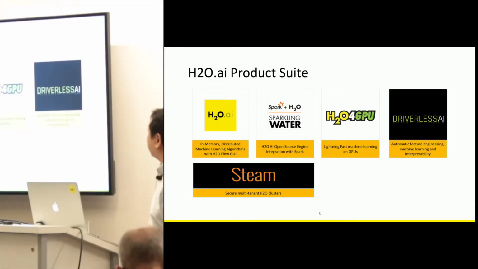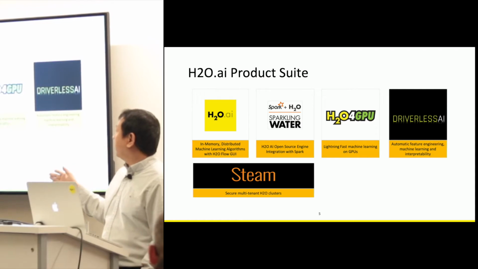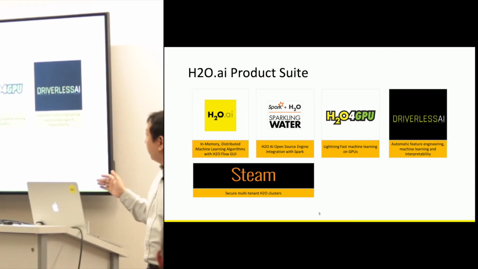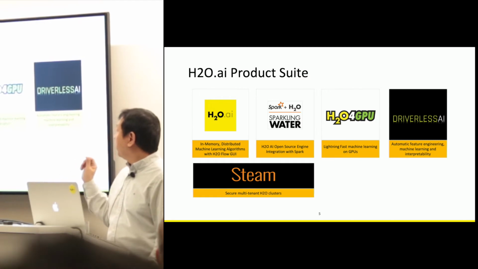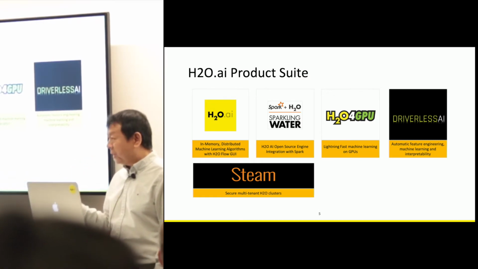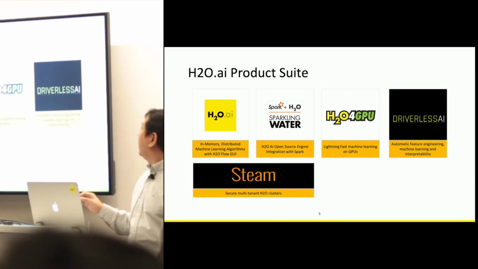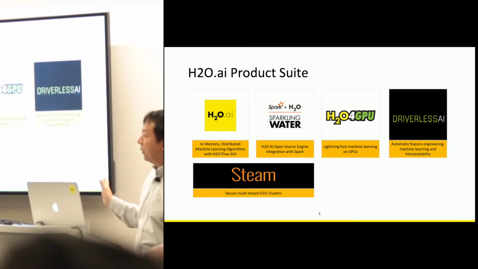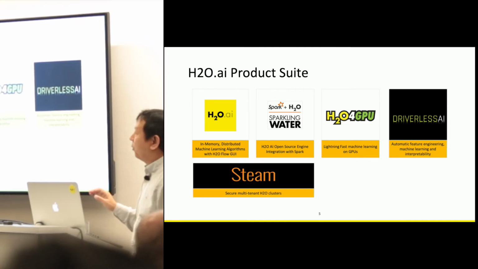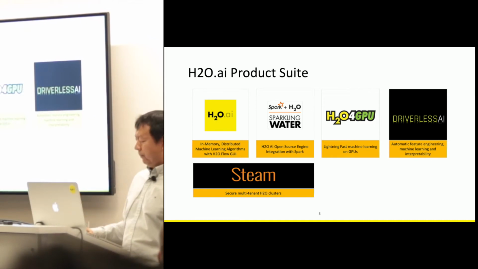Okay, this is our product line. On the left-hand side, you can see H2O, which is an open source platform. Actually, on the left-hand side, 1, 2, 3, 4: H2O, Sparkling Water, H2O for GPU, and also Steam. Those are open source platforms. And then we have commercial license software, which is Driverless AI on the right. Today, we are going to focus on Driverless AI, which is an automatic machine learning tool.